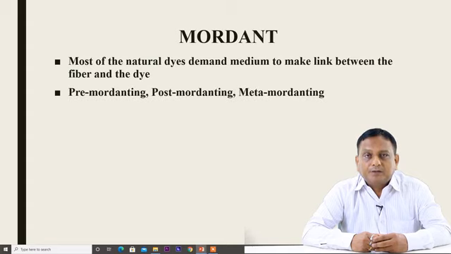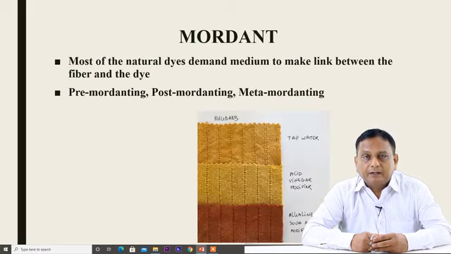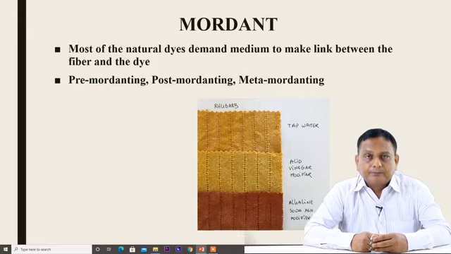And there are different processes by which this mordanting is done and color fixation or color development is achieved in the application of natural dyes: the pre-mordanting, post-mordanting and meta-mordanting processes. We can get different colors when you use different types of mordant in different areas or different sequences.